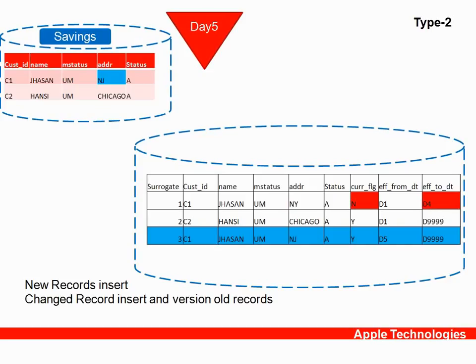Generally this customer ID is called the natural key. And what is a natural key? What is the difference between a natural key and a surrogate key and all? We'll see tomorrow. We'll continue that.